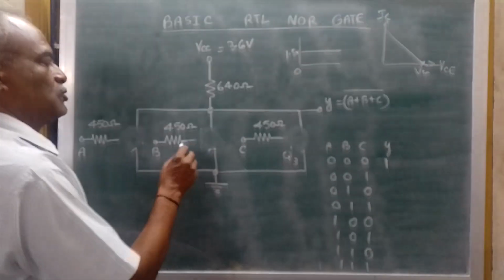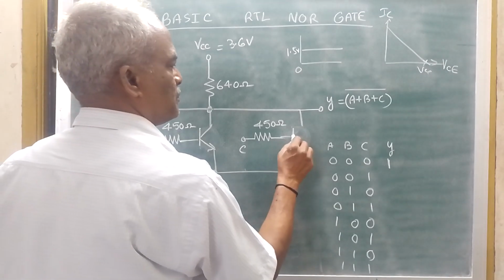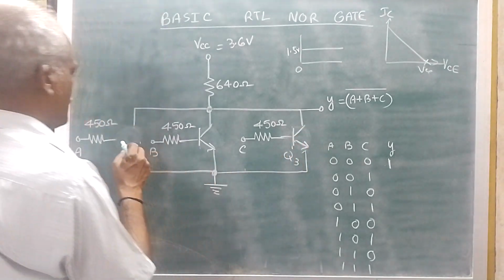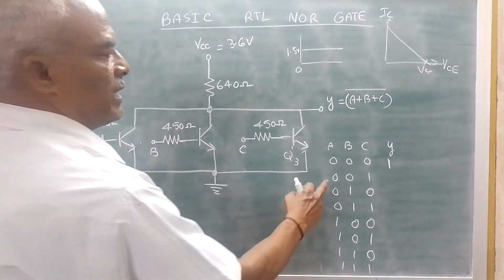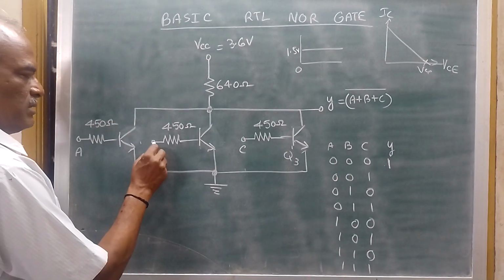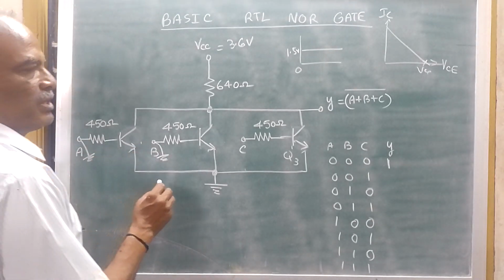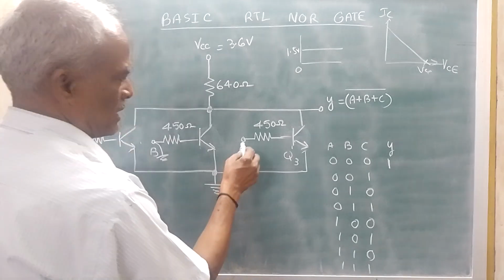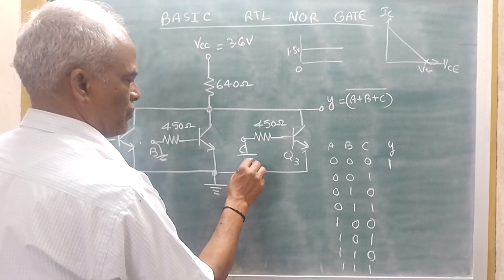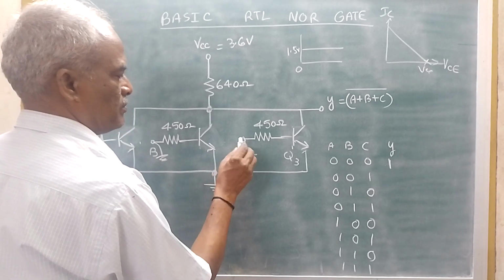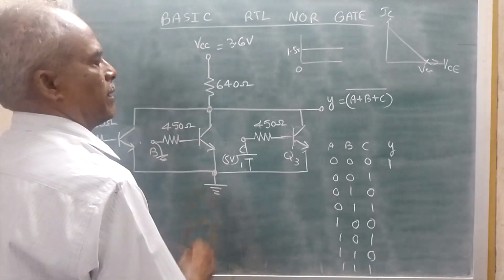Next for case 2. Case 2 is A and B grounded. Grounded means 0. This is also 0. A and B are 0, but C is 1. 1 means I am connecting to, say, plus 5 volts. Here I am giving 5 volts. Logic 1. So 5 volts is logic 1.